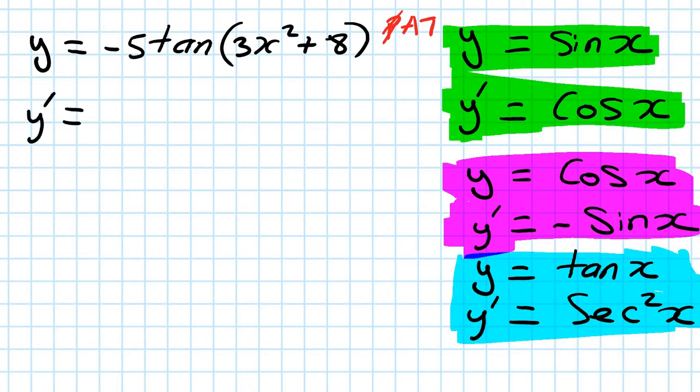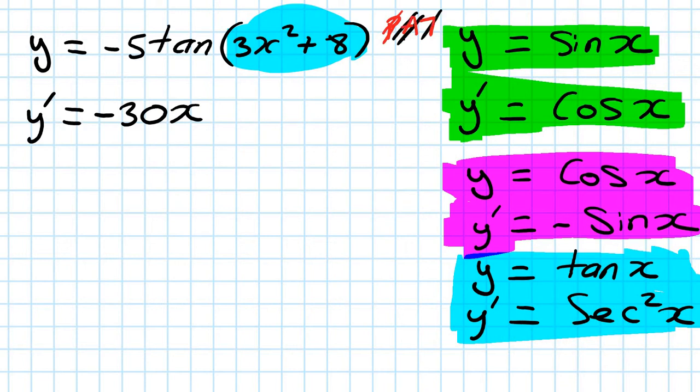y dash equals the angle. The angle is this here, 3x squared plus 8. If you differentiate this, it gives me 6x, right? But 6x times minus 5, 6 times 5 is 30, so minus 30x. Now power, no power, so angle, done.